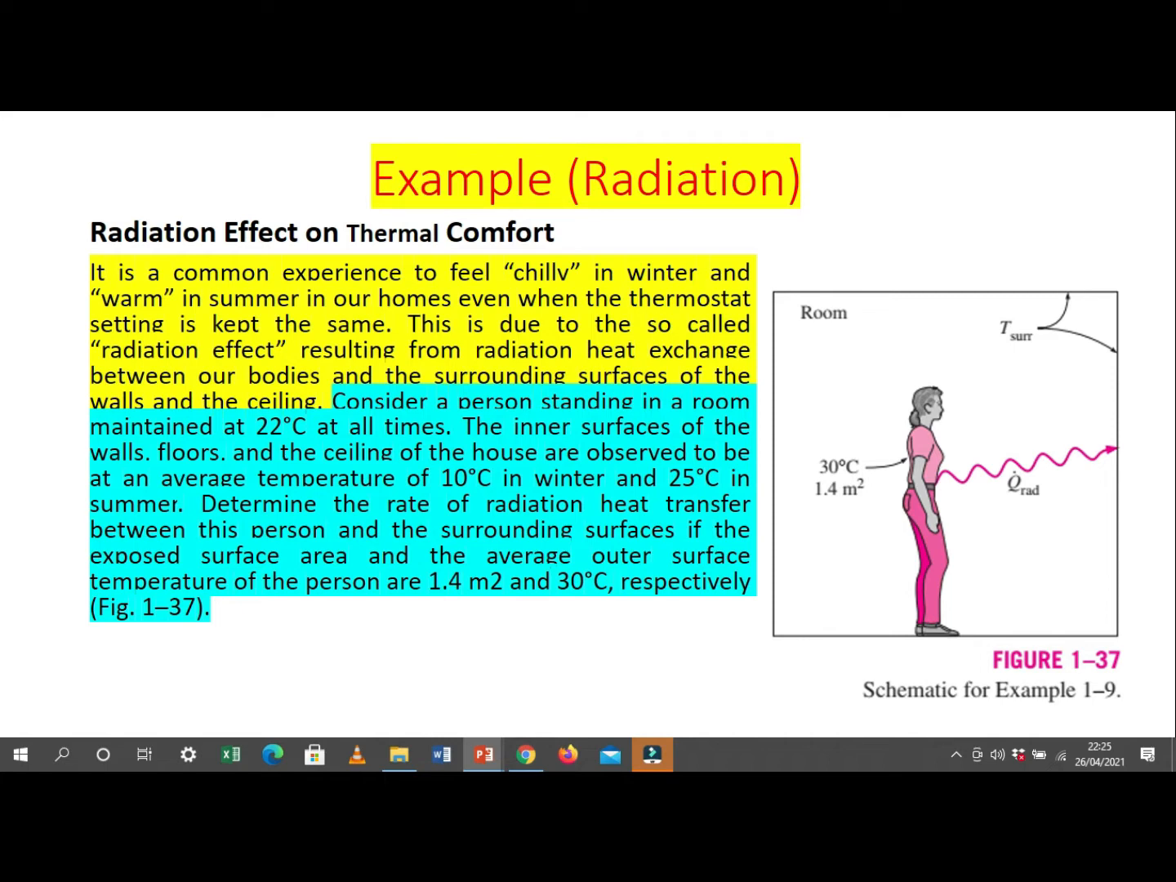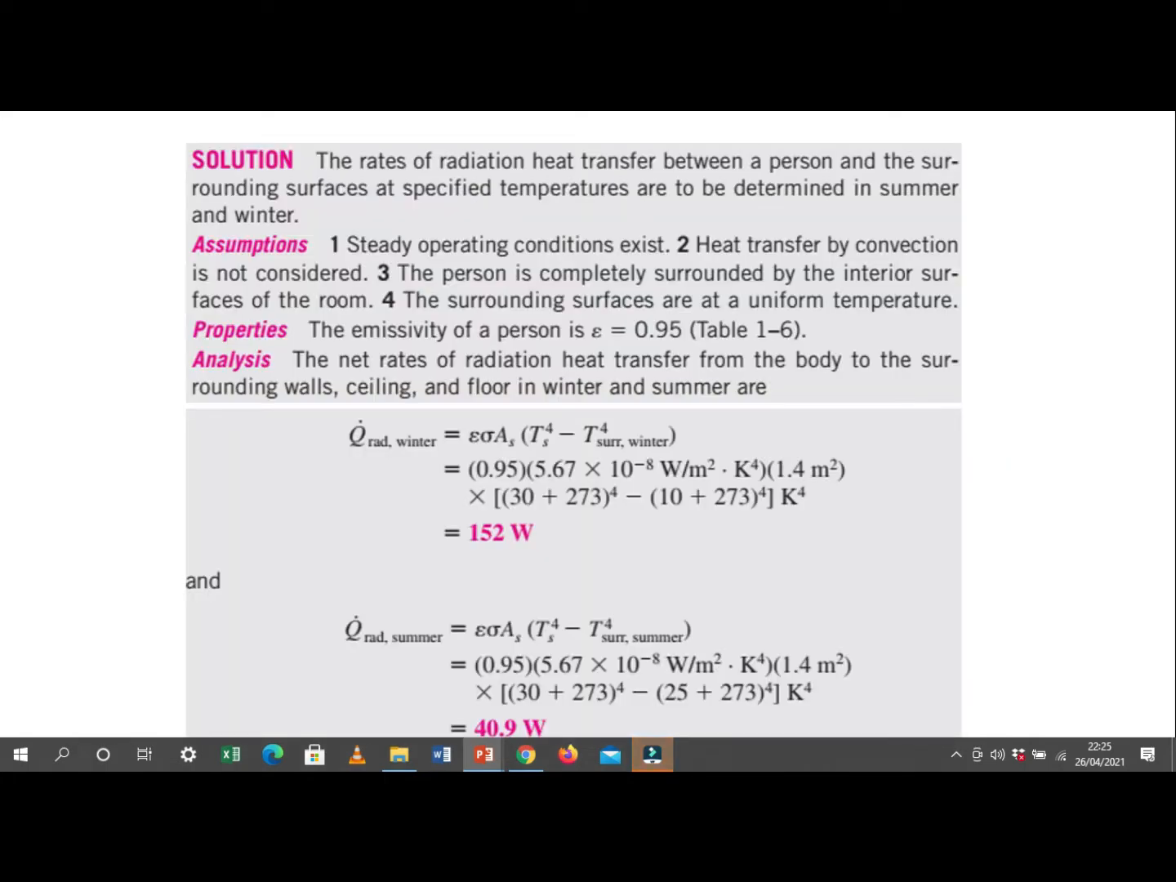Now let's move to the solution of this example. The rates of radiation heat transfer between the person and the surrounding surfaces at the specified temperatures are to be determined in summer as well as in winter.